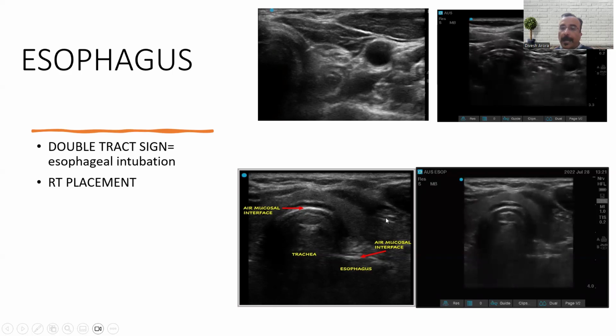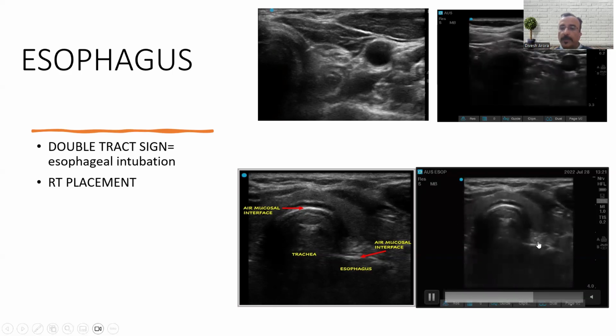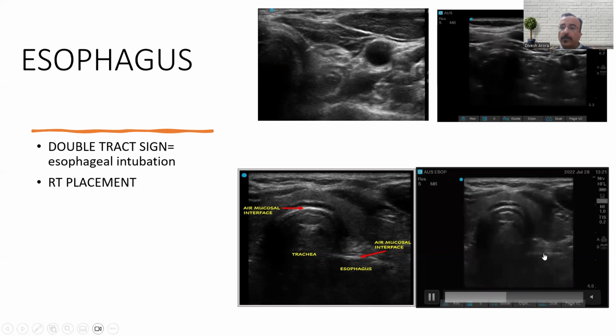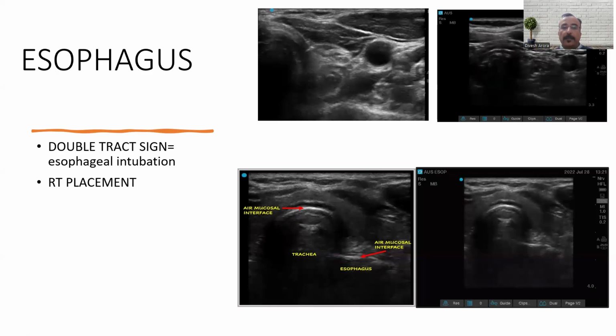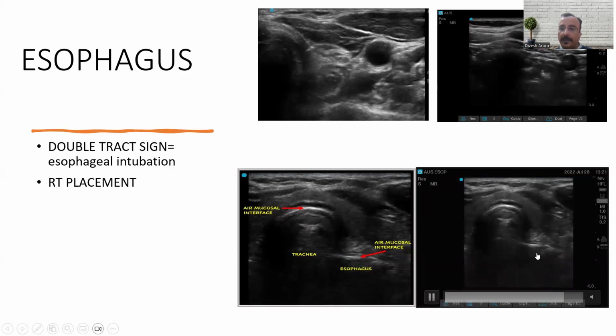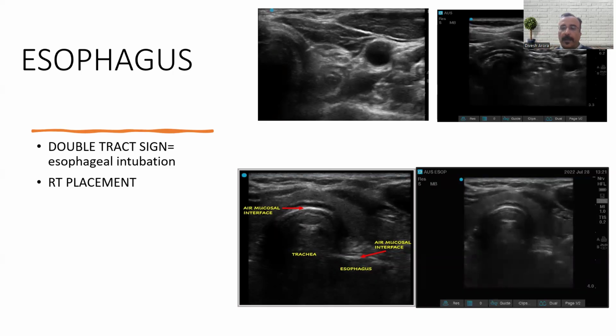If accidentally I insert my tube into the esophagus, you can see for yourself, there would be expansion of the esophagus, and this would lead to the presence of another air mucosal interface in the esophagus where it is not normally present, and this is known as the double track sign. Again, watch for yourself, the esophagus will expand with the tube in real time, and you can see two air mucosal interfaces. This is known as the double track sign.